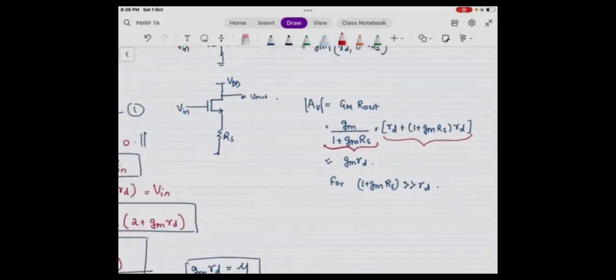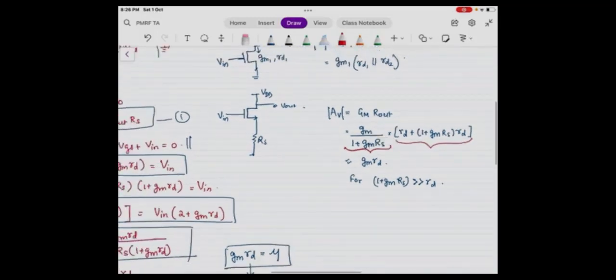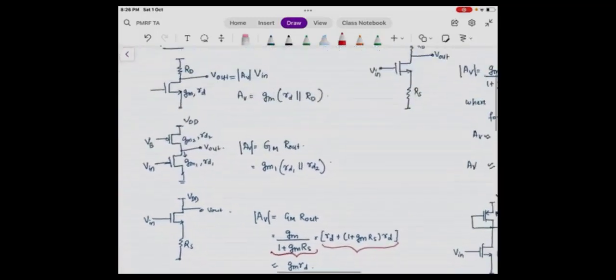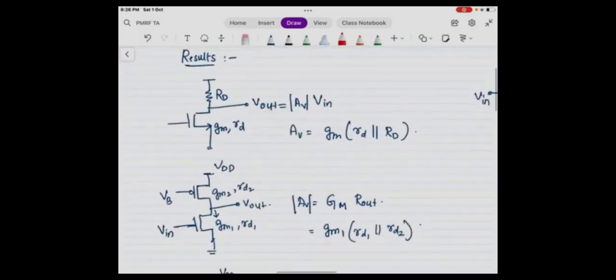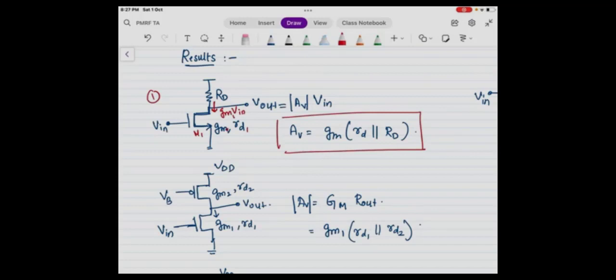So from here we arrive at some conclusions. Okay, results. You can see this is the first configuration where V in is applied here. Remember, whichever transistor V in you are applying, that will lead to the current here, which is basically GM times V in. So this is M1, so this will be GM1 times V in. This is GM1 and RD1. The AV is given by GM into R out, and R out is nothing but R looking up, R up, and R looking down, R down.